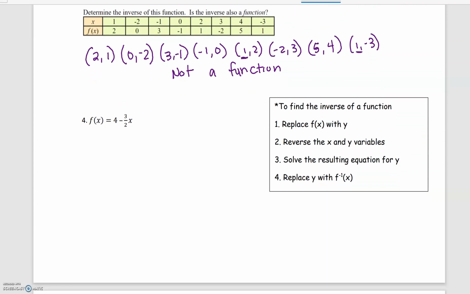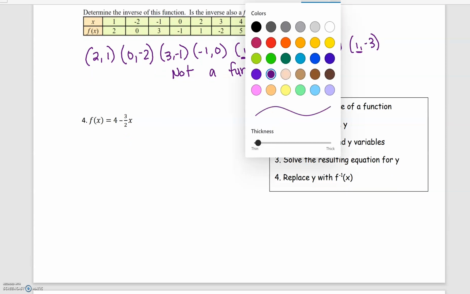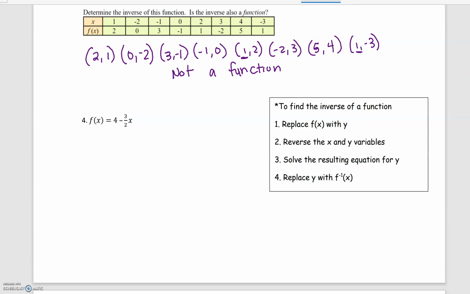Okay, so now how do we find the inverse of an equation or a function, not just an ordered pair? Here are our steps. We're going to replace the f of x with a y, and then we're going to reverse the x and the y. So we're going to swap them. X becomes y, y becomes x. Then we'll solve for our y, and then we'll replace that with an f to the -1 power. That's the symbol for inverse.